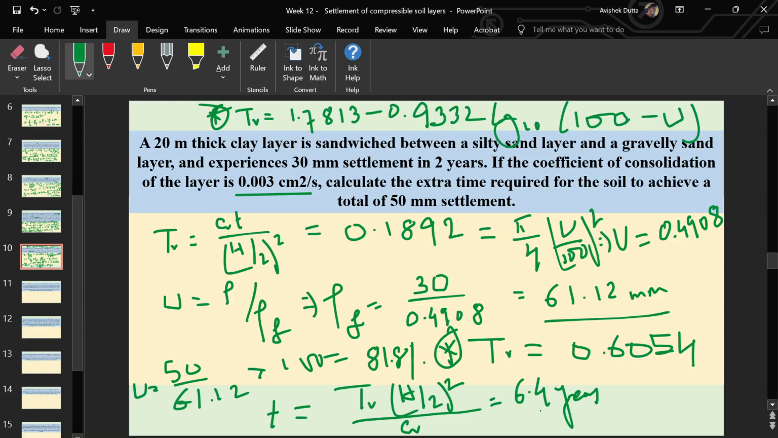Now, total time till 50 mm is 6.4 years. What is the extra time taken? It will be delta T, 6.4 minus 2 years, that is 4.4 years. So it will take 4.4 years more to reach 50 mm of settlement. Okay. Right, sir. Yes.